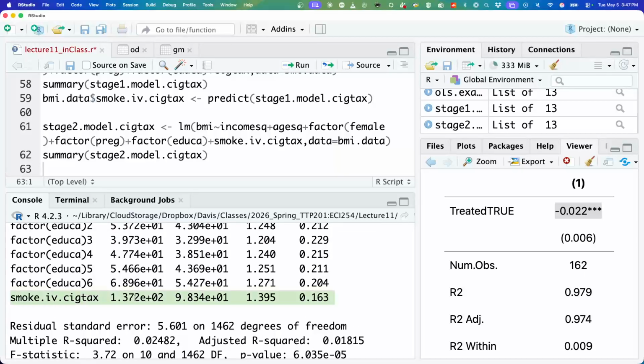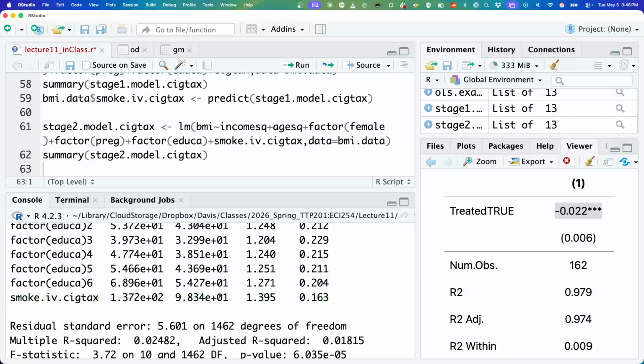And here you have now estimated a 2-stage least squares, and now we see the coefficient size is actually quite a bit larger. And so we're basically saying if you increase the predicted value of smoking by 1, then that corresponds to some amount of increase in your BMI, and that value looks pretty different.